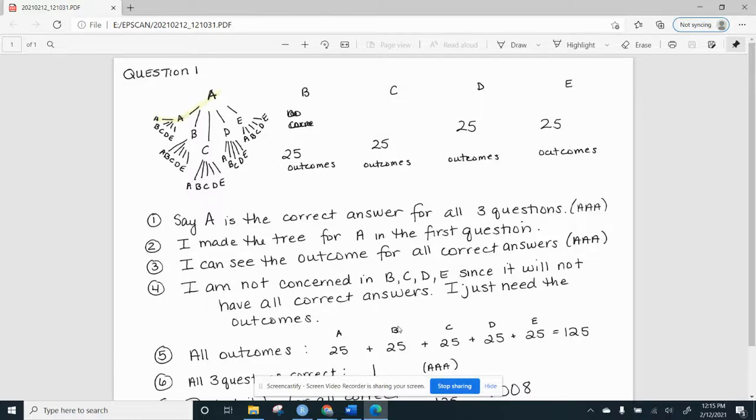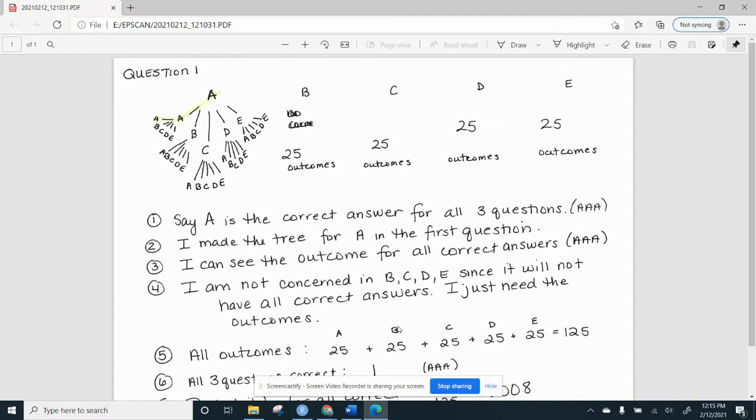Hey, so I'm going to go over a problem. It's in 4.3, and for one of the students, it was number 7. It could be a different one for you. It was to make a tree diagram. If you have three questions with five answers, and you want to know the probability that you get the right answer for each of the three questions.